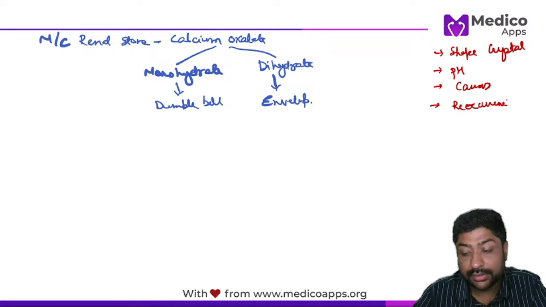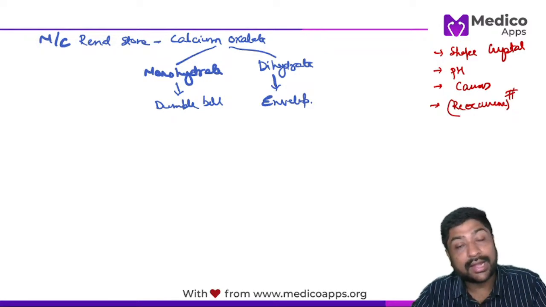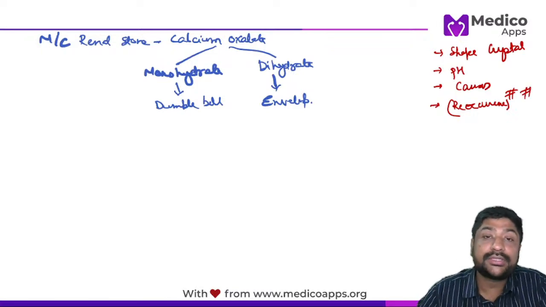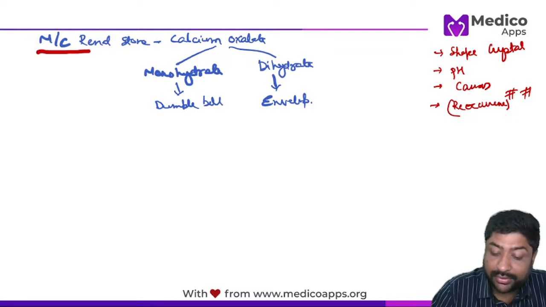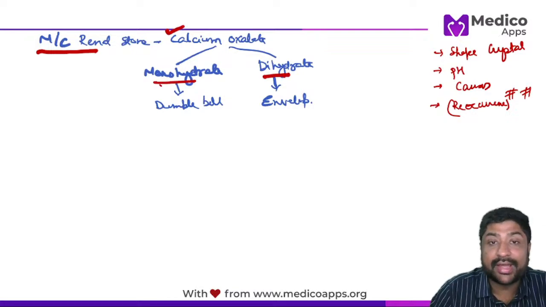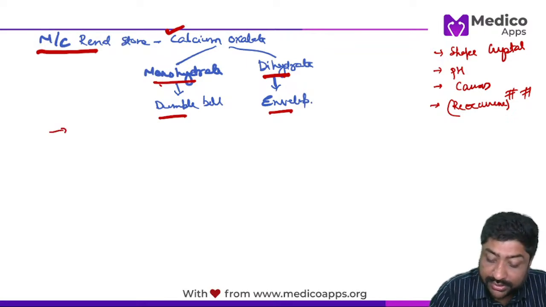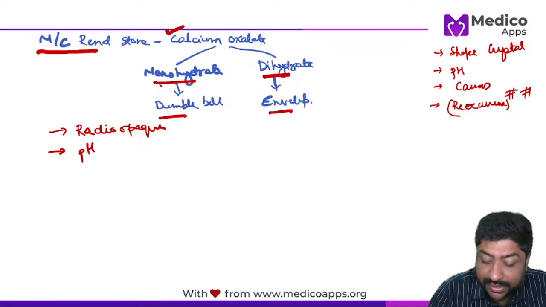Look, stone has formed. If it is small, we will go for conservative management, and if it is big, we will go for surgical intervention. But the major point about every stone is how do we prevent recurrence. So these are the things which you have to remember. So most common renal stone: calcium oxalate stone, monohydrate, dihydrate form, dumbbell shape, envelope shape. The shapes I have already covered. So two more things. Remember, all these are radio opaque stones. Calcium is there, so it will be radio opaque. Most important, this is pH independent.